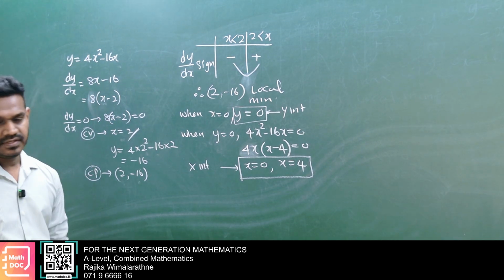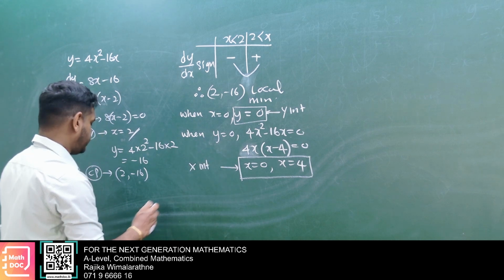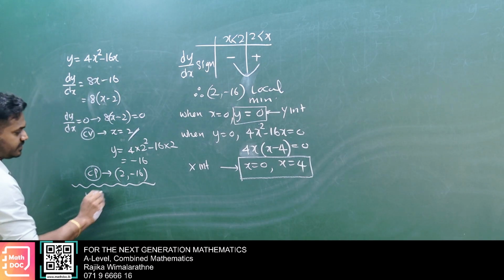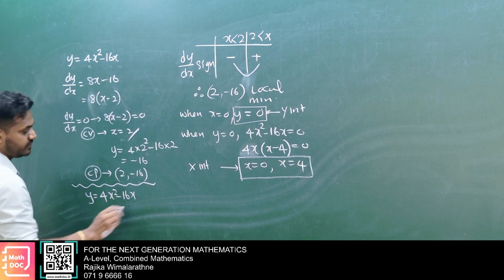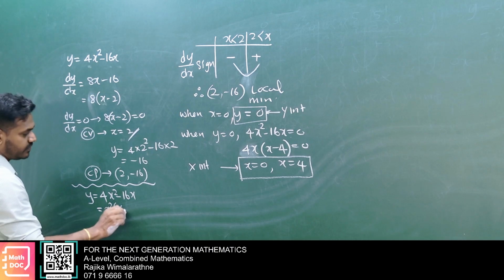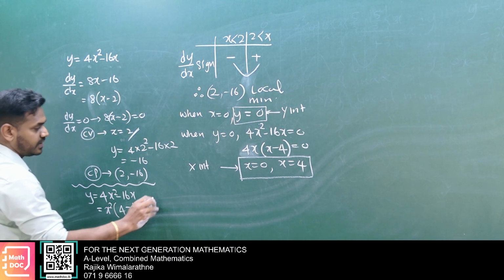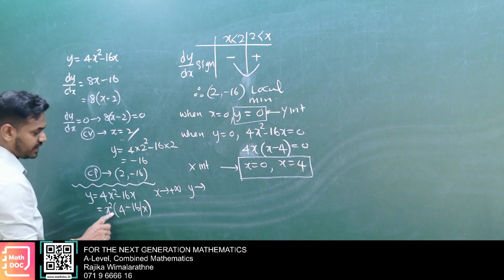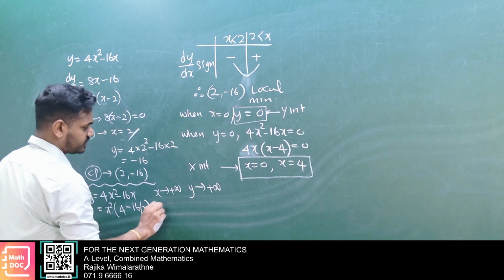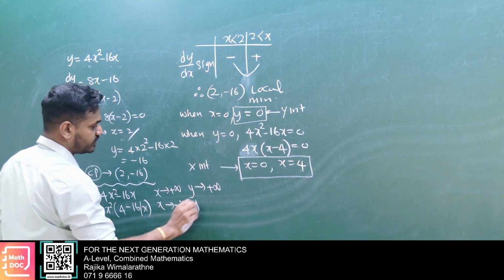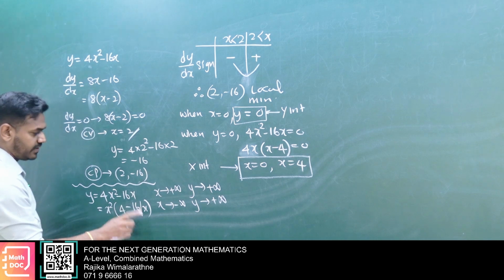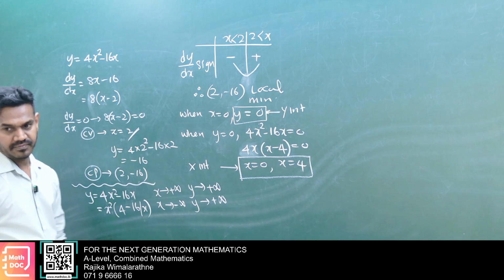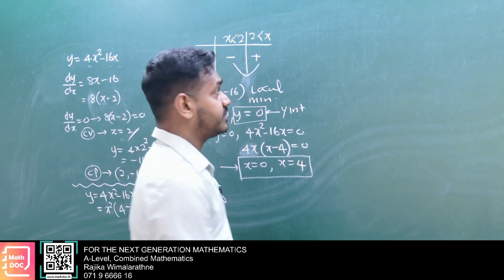X-intercept. Now y equals, take the maximum power term outside: x squared (1 minus 16/x)... Then take x squared times (4 minus 16 over x). Now when x goes to plus infinity, y goes to plus infinity. When x goes to minus infinity, here also y goes to plus infinity. Here 1 over infinity. Plus infinity squared is plus infinity, minus infinity squared is plus infinity. Both are plus. Now we can easily sketch.